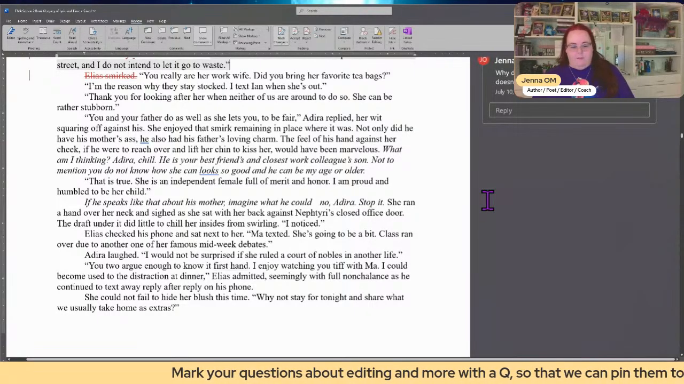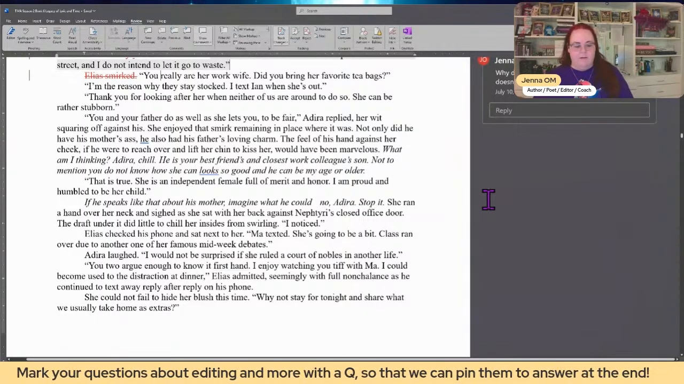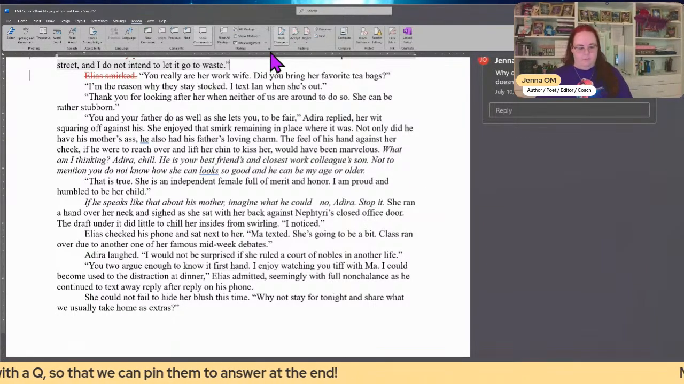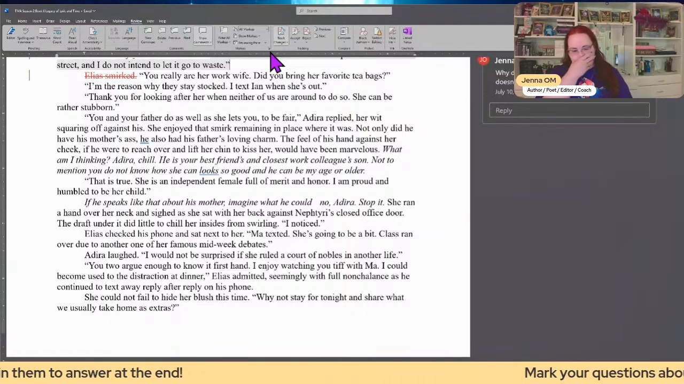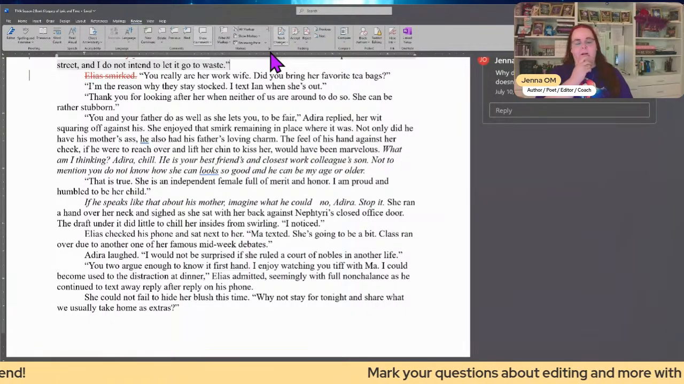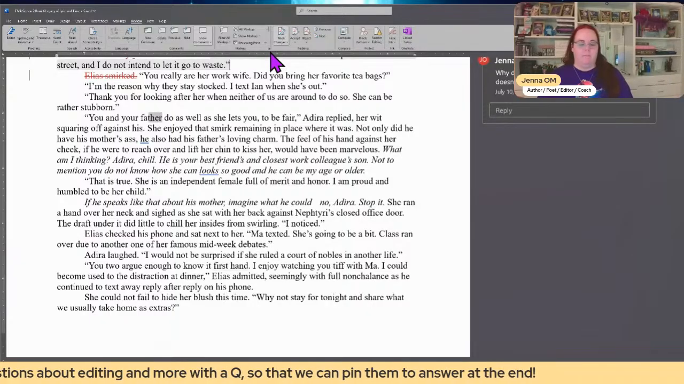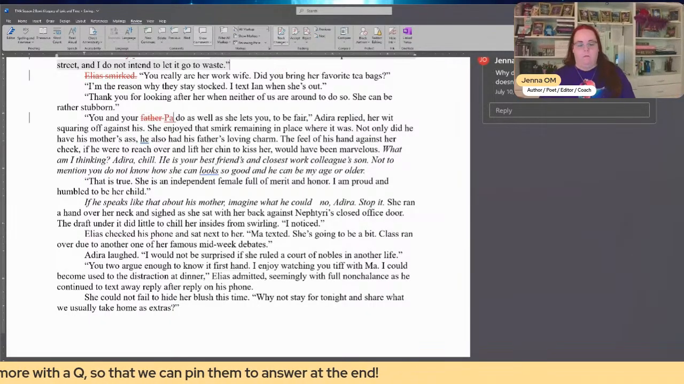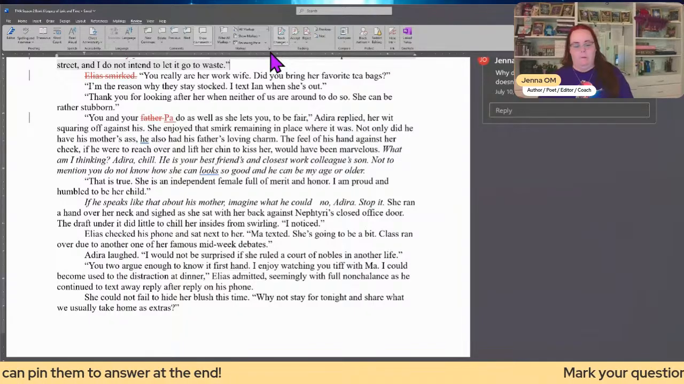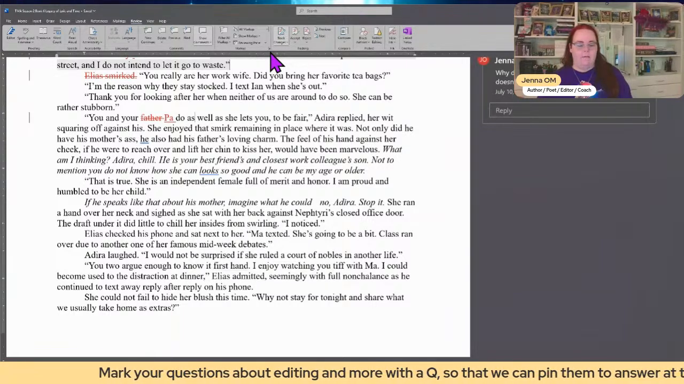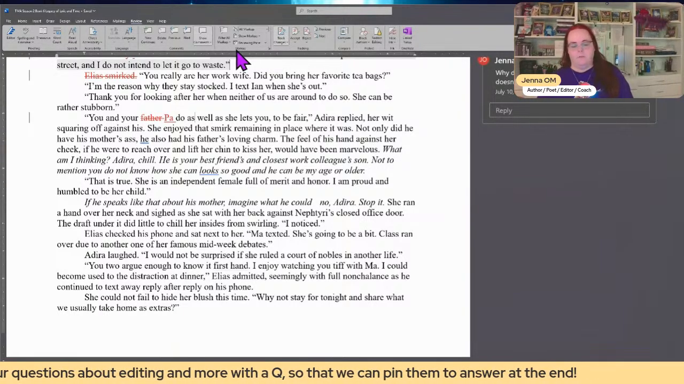Thank you for looking after her when neither of us are around. She can be rather stubborn. You and your father do so as well. Do so. Do. I keep wanting to add a so that's not there. And that's my muscle memory saying something's wrong with this phrasing. You and your, let's make it Pa, because Ian is Pa. Do as well. See, I changed it to Pa. Now I don't want the so there. Question mark? Do as well, she lets you, to be fair.